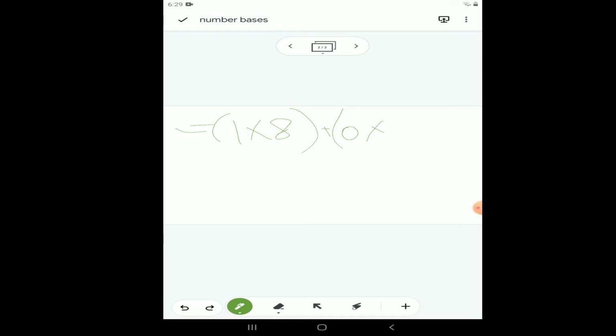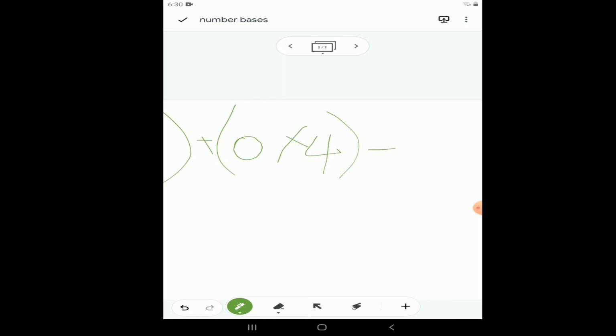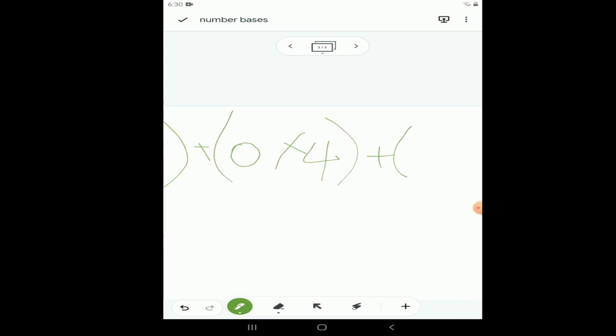So we have 0 times 2 to the 2. What is 2 to the 2? 2 times 2. So we get 4. Alright, very good, very good. Now we have the next one.